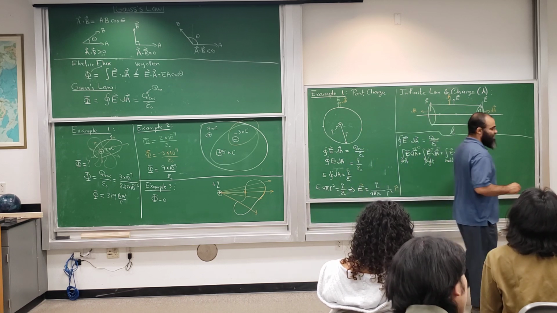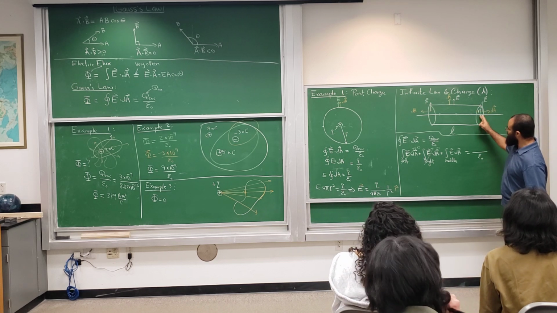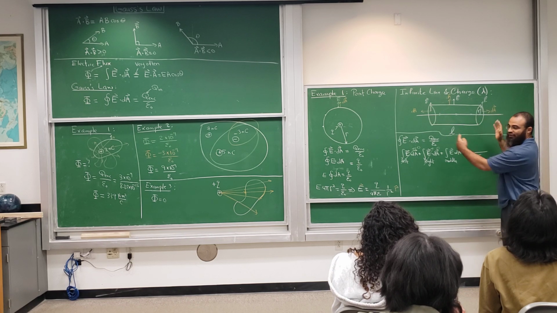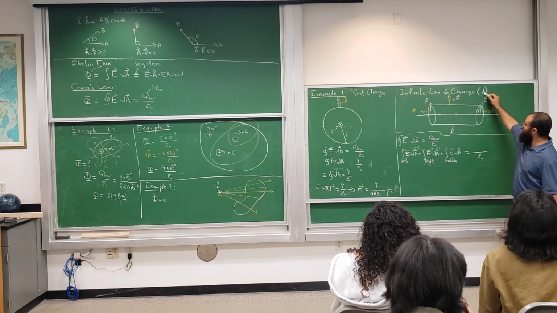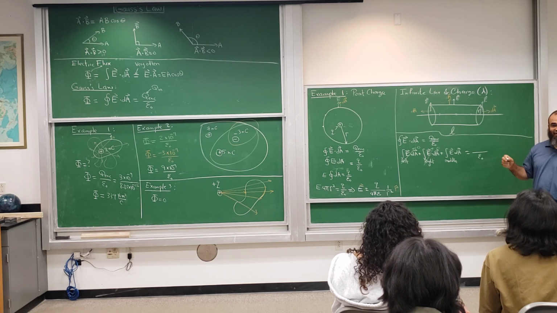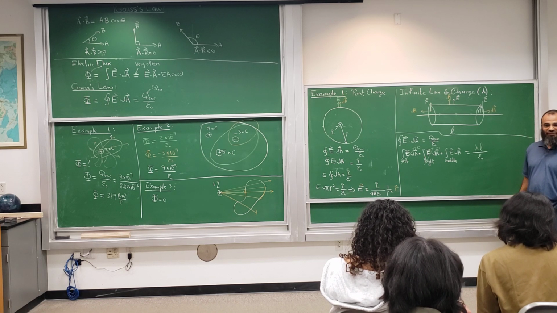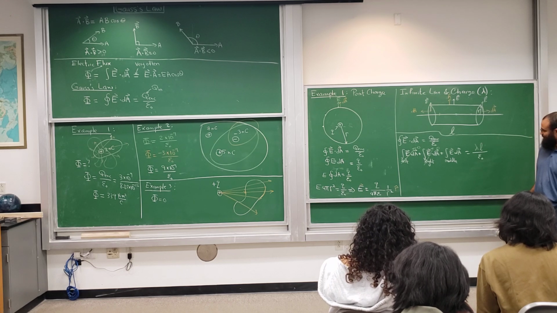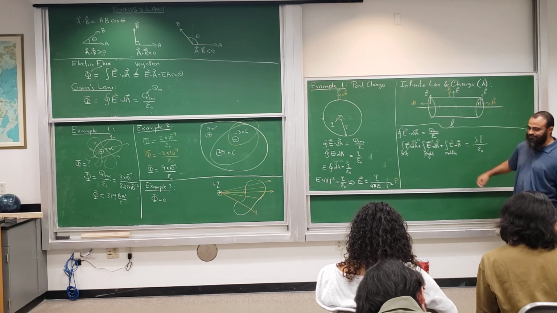Now, how much charge do I have enclosed? My cylinder encloses this portion of the wire, of the line of charge. From here to here, it encloses a length L. So how much charge do I find in a length L if the charge density is lambda? Lambda times L. Charge density times the length. This is charge over length times length, which gives you charge. Okay, so the right side is done. We worry still about this middle part.